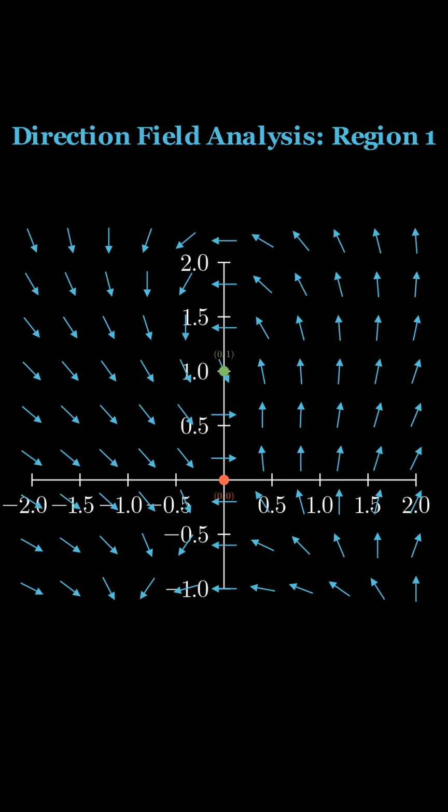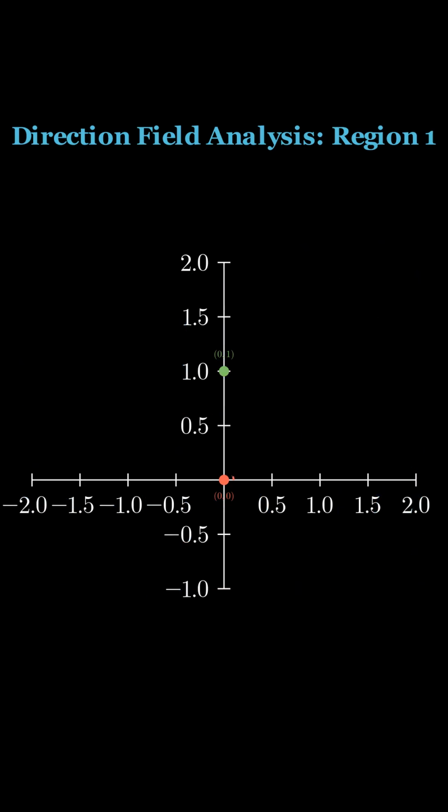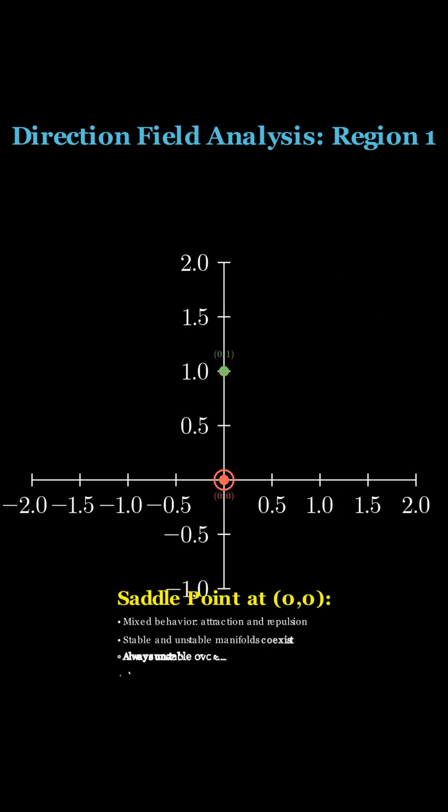Looking at this direction field, we can immediately see different behaviors around the two critical points. Near 0, 0, the flow appears to have a saddle-like pattern, while near 0, 1, we see a spiral pattern. Let's focus on the point 0, 0.